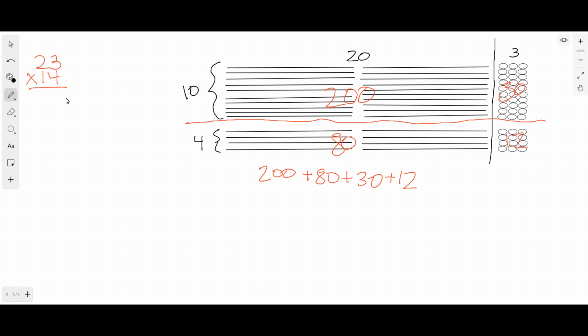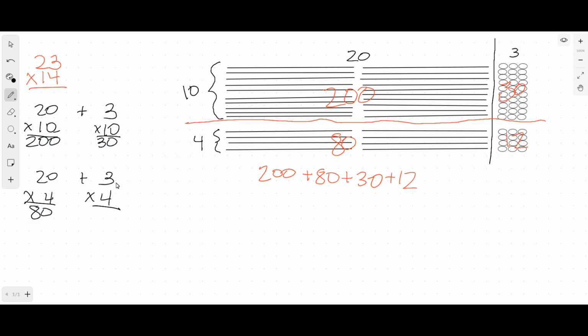So I'm going to split this up, because I have 20 and 3, and I have 10 and 4. So this is going to be 20 and 3 times 10, and 20 and 3 times 4. And I'll show where that's okay in just a second. So this is 200 plus 30 plus 80 plus 12.